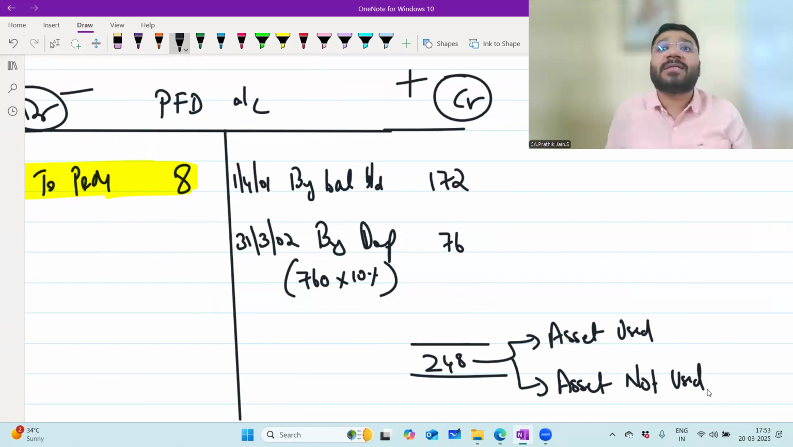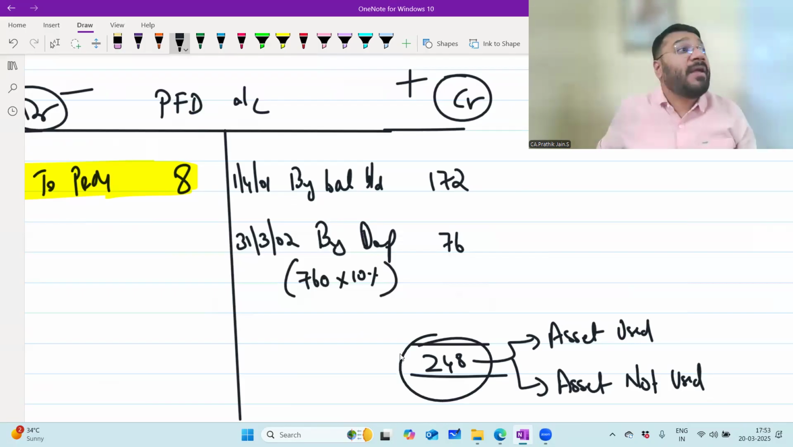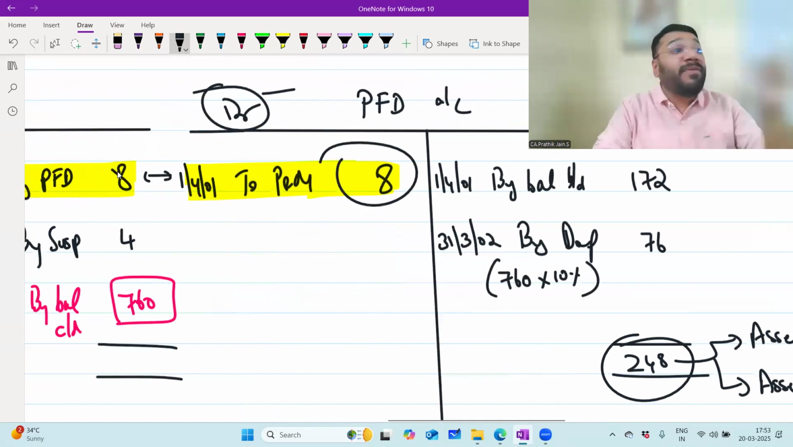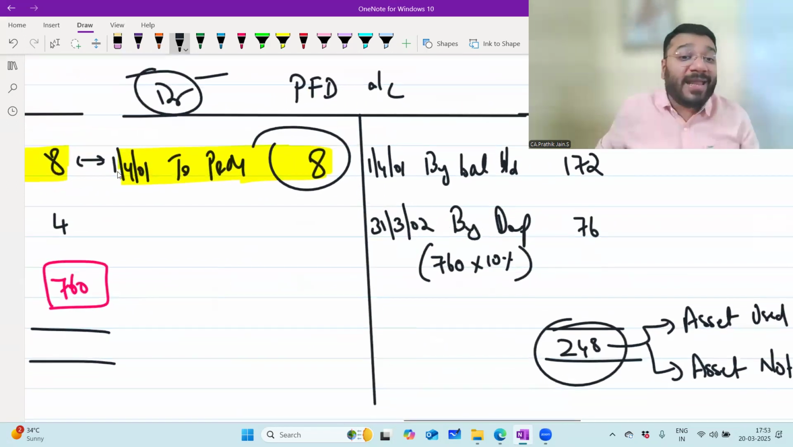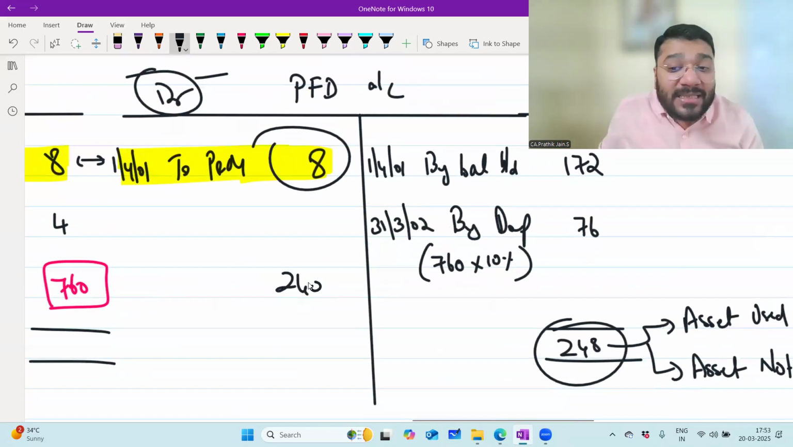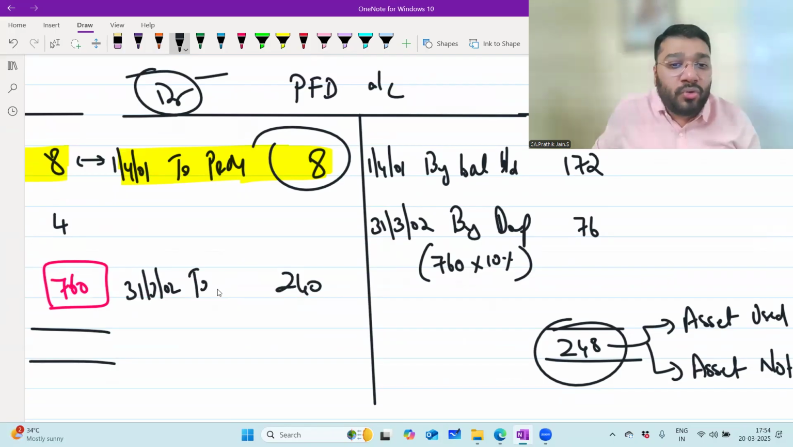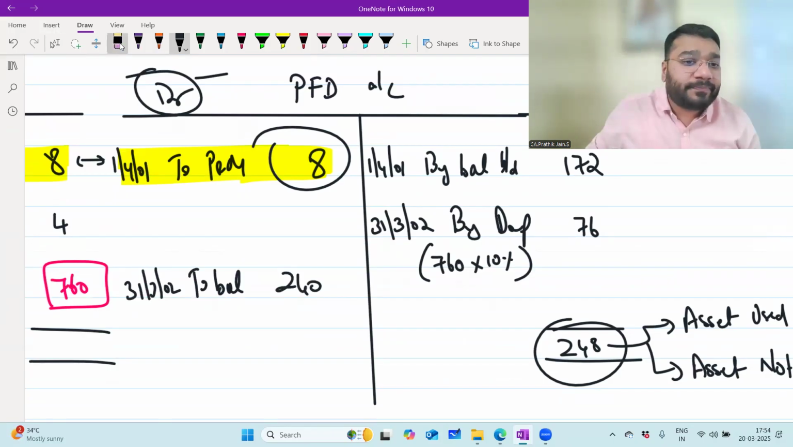Correct, Subiksha? Now what am I supposed to do? From this 248, I'm supposed to minus the accumulated depreciation of that asset which is not used in the business, so that I get the accumulated depreciation of that asset which is still being used in the business. So now on 31 March 2002, to balance carried down.